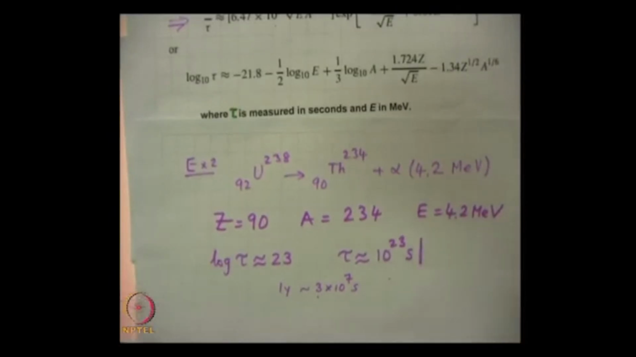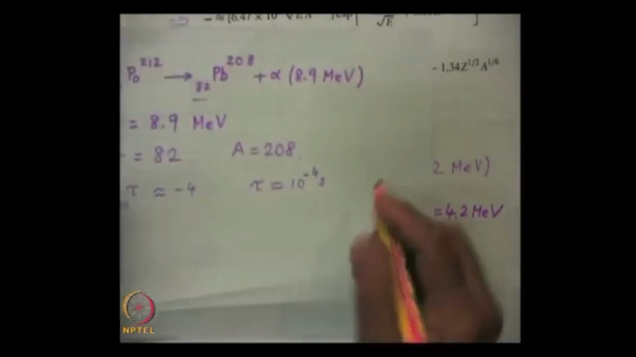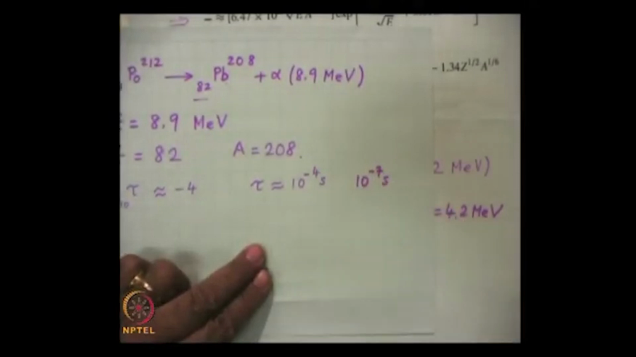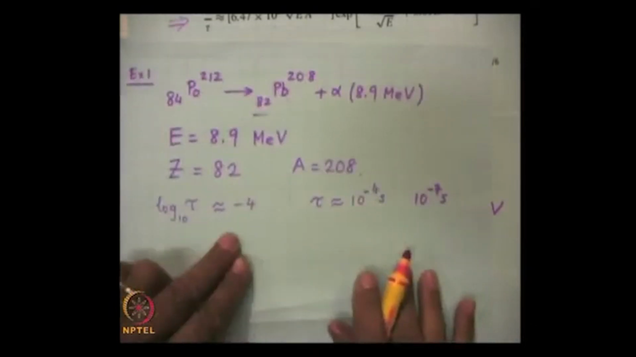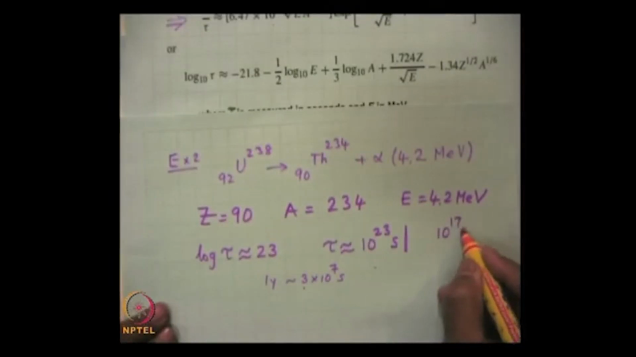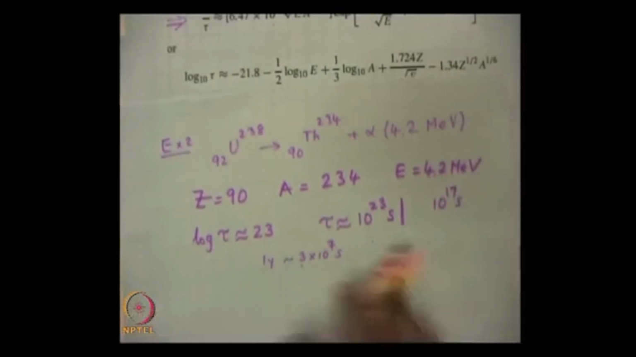Now, unfortunately, the experimental value is 10 to the power of minus 7 seconds in this particular case, and here it is about 10 to the power of 17 seconds. So, one may say that the experiment really does not compare too well with the theory, but our theory is very approximate. We had assumed that the alpha particle was moving classically as a free particle inside the nucleus. This is not quite correct.